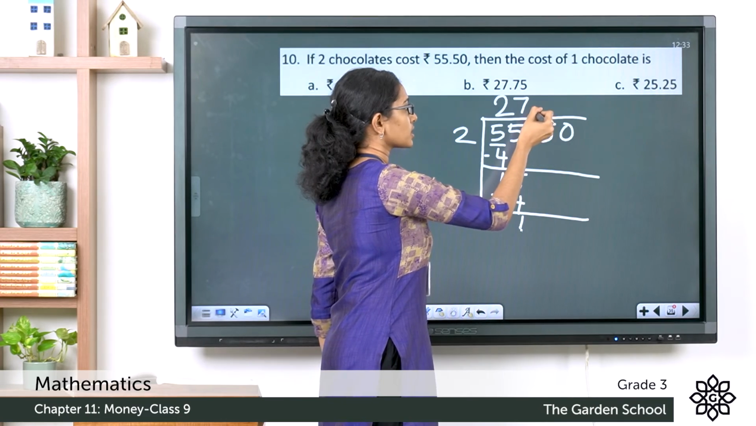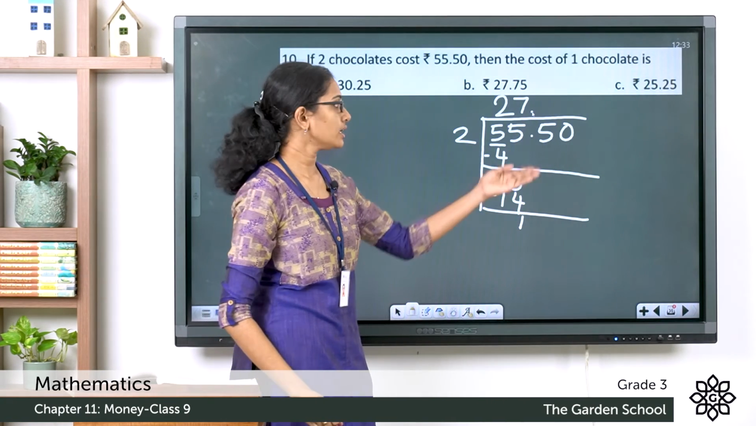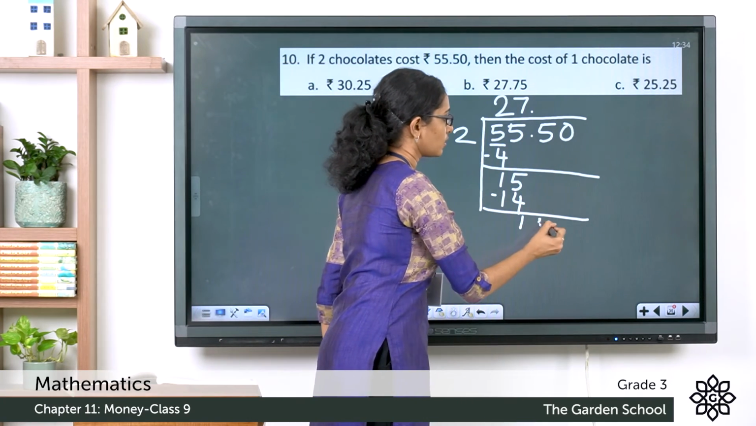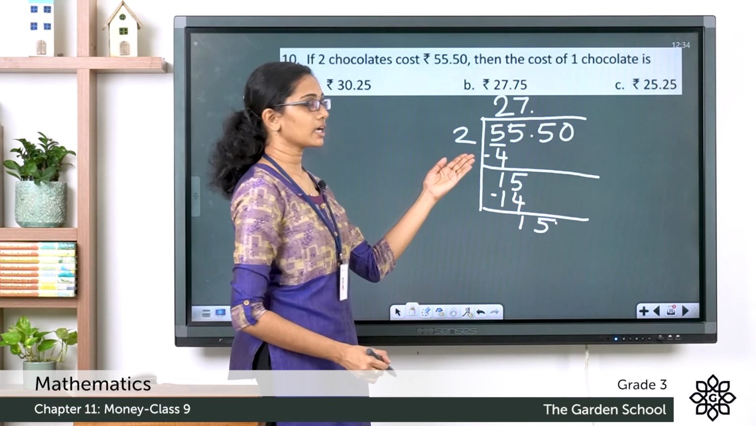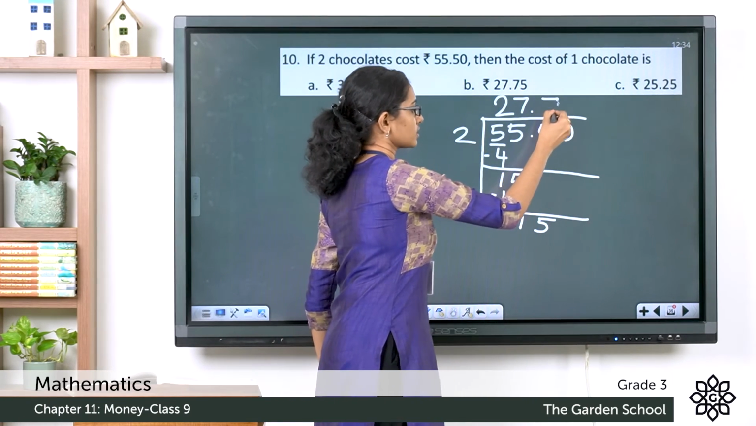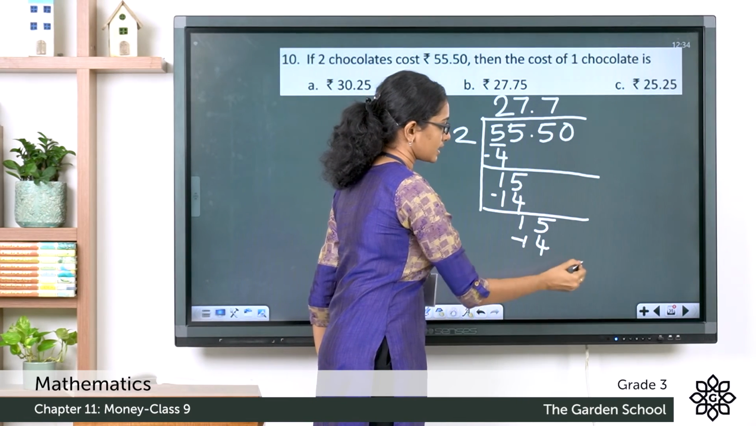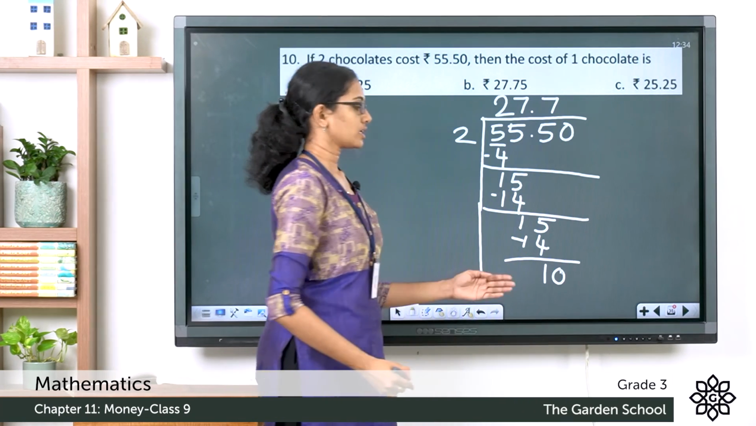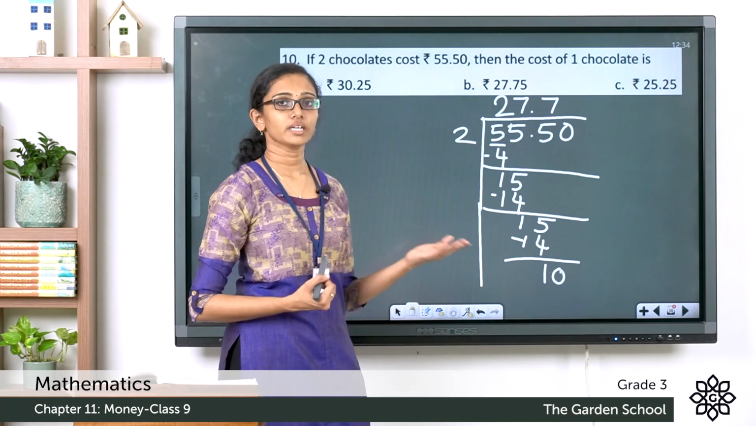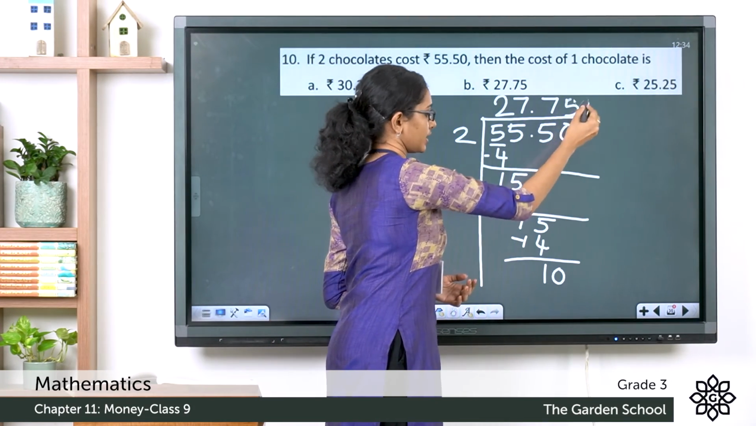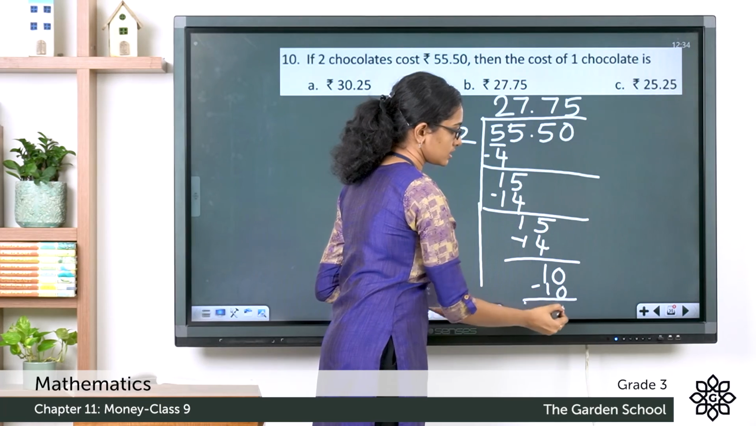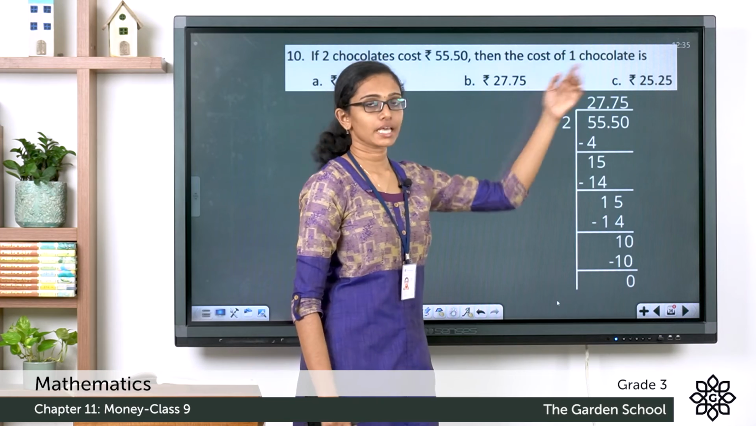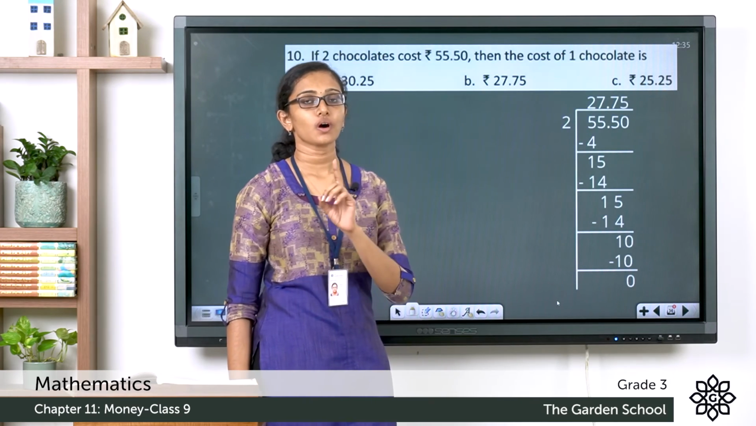Now there is a dot to separate the rupee part and the paise part. We are going to bring down the next digit, which is from the paise part. So here we have 15 again. So 15 divided by 2, again 7. 7 2s are 14. Now subtracting the numbers, we have 1 here again. Now bringing the next digit down, it is 10 here. Now 10 divided by 2 is equal to 5. Now 5 2s are 10. Subtracting the numbers, we get 0. So we got the quotient 27 rupee 75 paise, which is the cost of 1 chocolate.